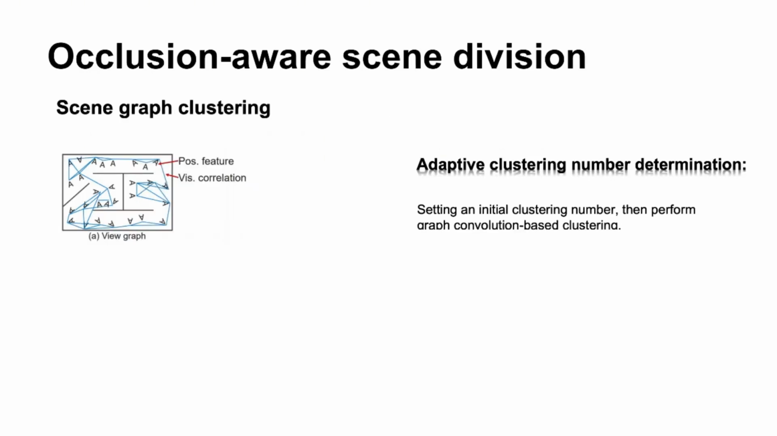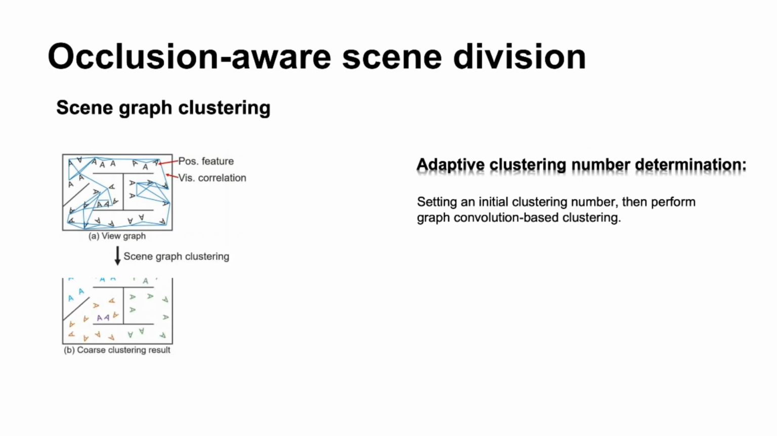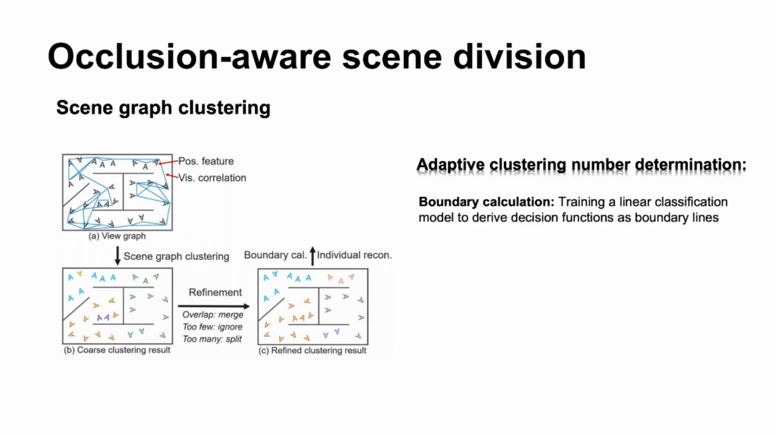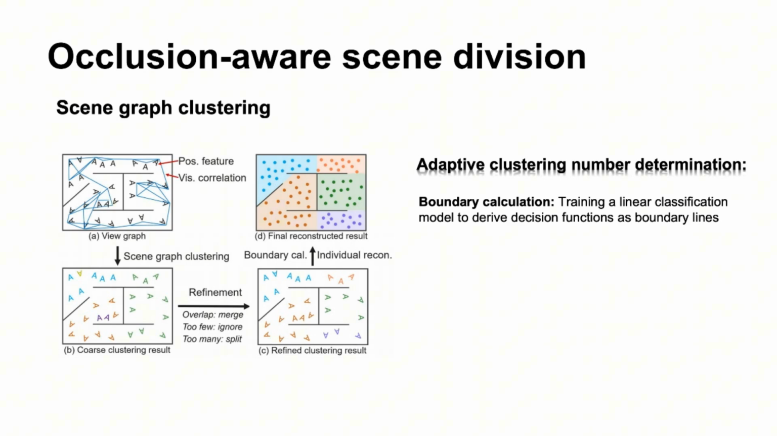Next, we perform scene graph clustering. First, start with an initial clustering number and use graph convolution-based clustering. Second, refine clusters by splitting overly large clusters, ignoring too small clusters and merging overlapping ones. Finally, calculate boundaries using linear classification models to define decision functions.